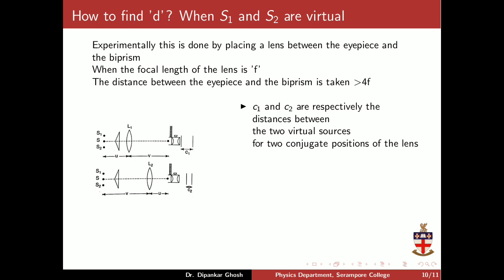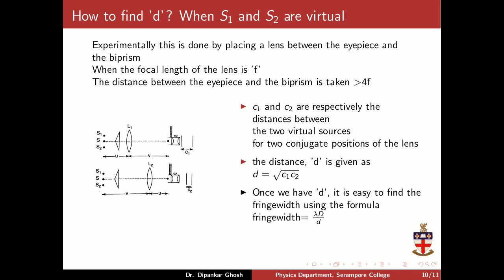As you know, there will be two positions of the lens, L1 and L2, as shown in the diagram, for which we will get images of the two slits on the eyepiece. The only thing is the distance between the two images will appear different for the two positions of the lens because they will have different magnifications. Now C1 and C2 are respectively the distances between the two virtual sources for two conjugate positions of the lens. The distance d is given as small d is equal to root over C1 C2.